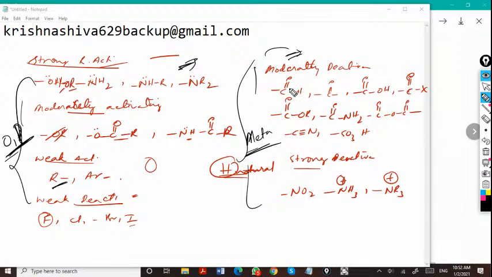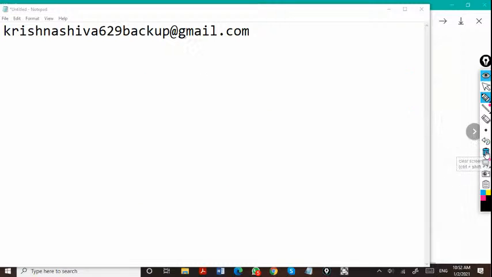Here are two types of questions you can expect from this table. The first one is the reactivity order of given molecules towards electrophilic substitution reaction.